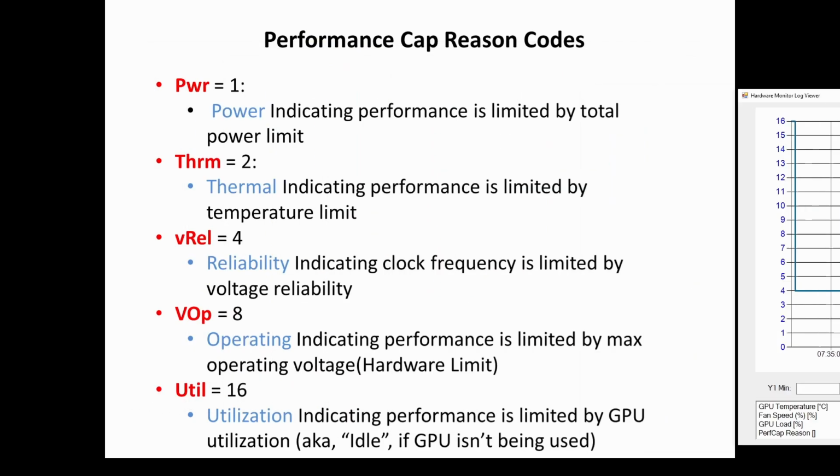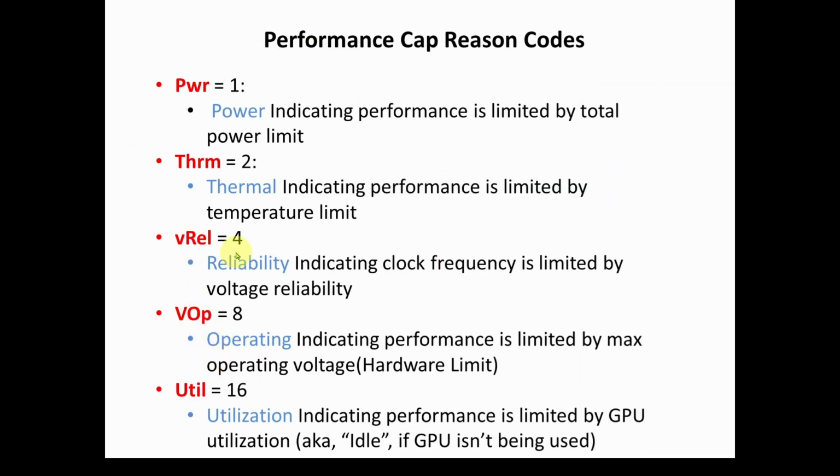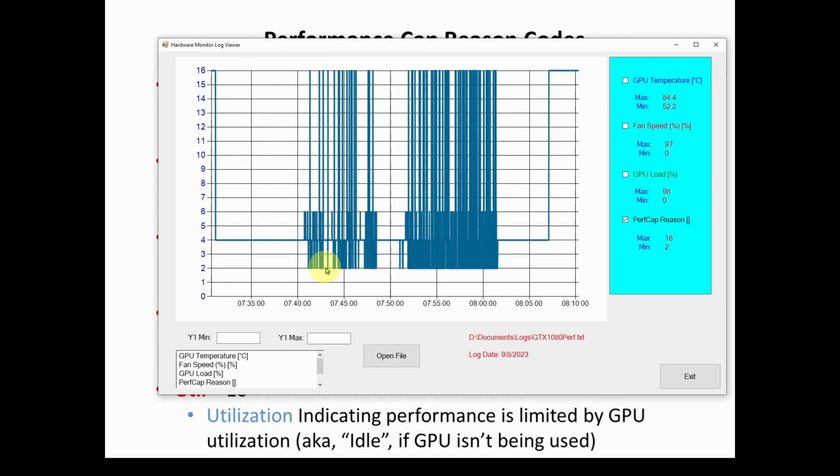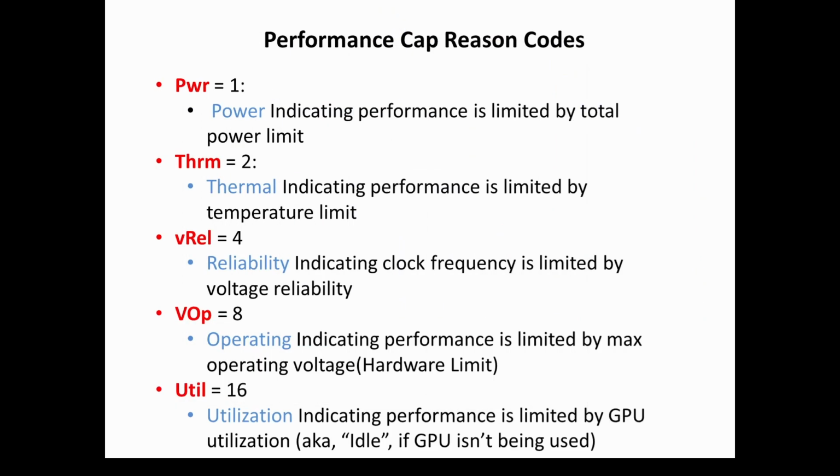What is 6? 6 doesn't appear on this. Well, 6 means it's 2 of these. It's a voltage reliability and a thermal at the same time. So it's a 4 and a 2, which gives you a 6. So again, there's a thermal limit whenever you're at 6. So here and at 6. So most of the time in here, you had a thermal limit. So that's something we can look at.